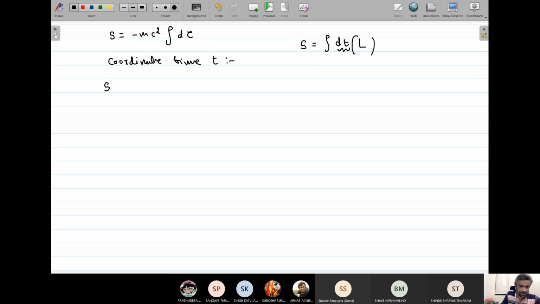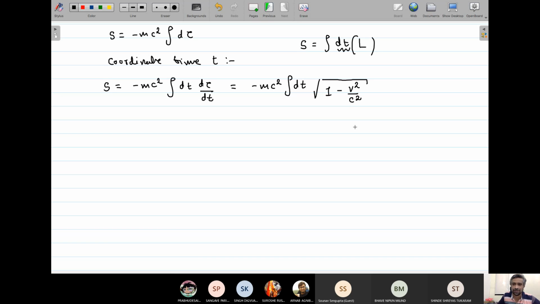That one can do easily. So S equals minus mc square integral; instead of d tau, I will write dt and d tau by dt, by the chain rule. But what is d tau by dt? d tau by dt is just the square root of 1 minus v square divided by c square, where v is your usual velocity.